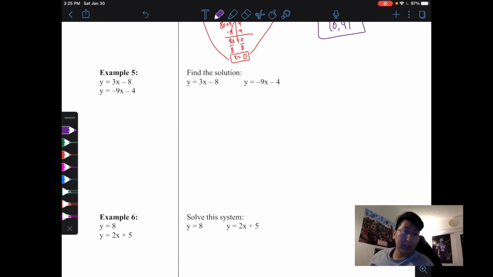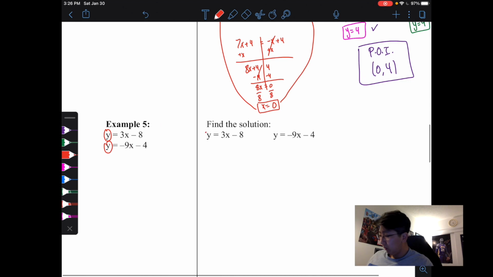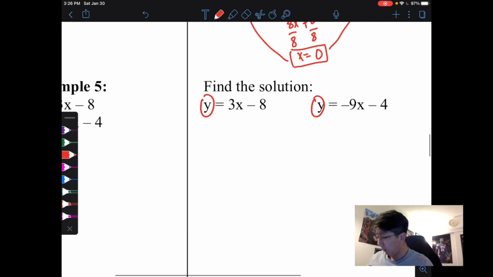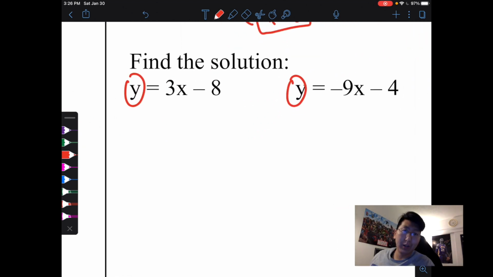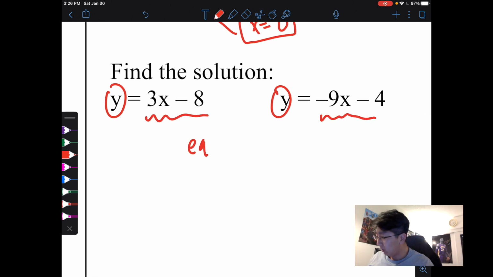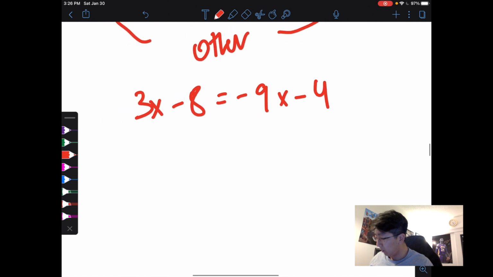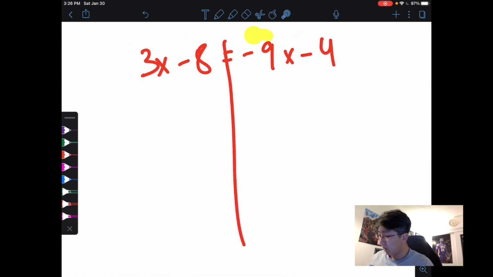So now you're just practicing using this thing called the equal value method. Here these two are equal to each other. y and y are the same. We're trying to see when y is the same, technically. And so we're going to make these two equal each other. So 3x minus 8 equals negative 9x minus 4. Get x on one side.